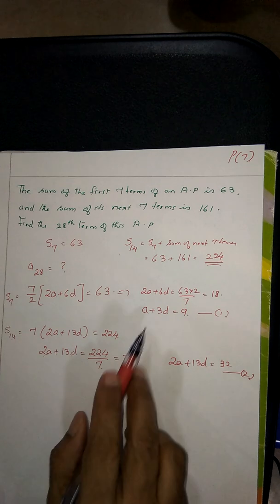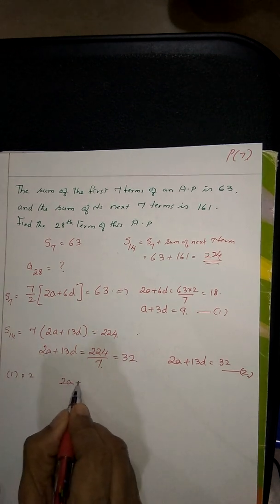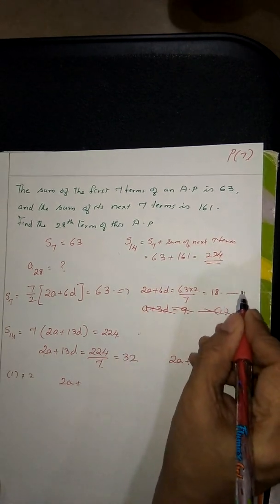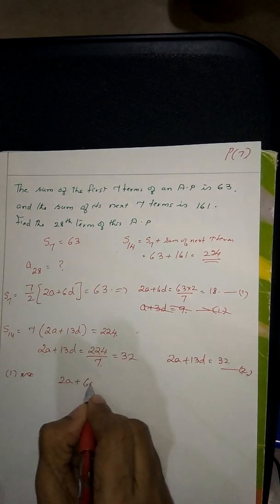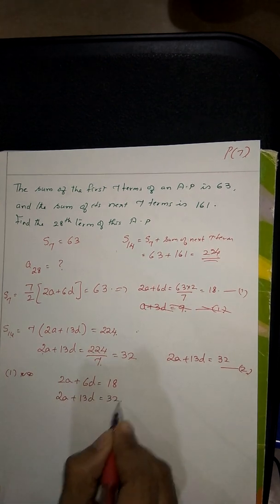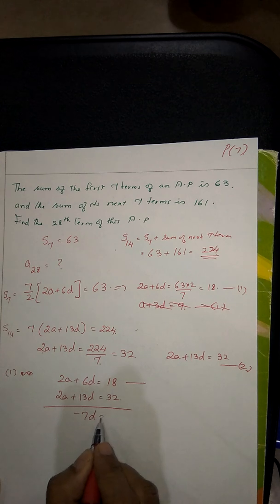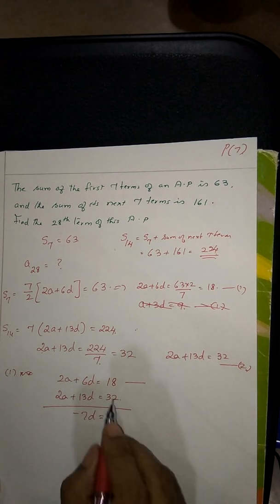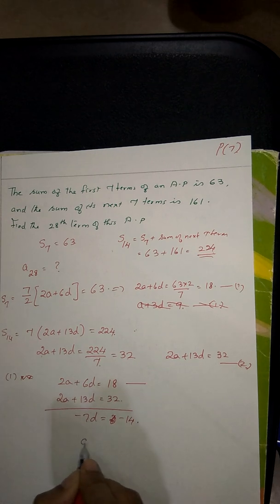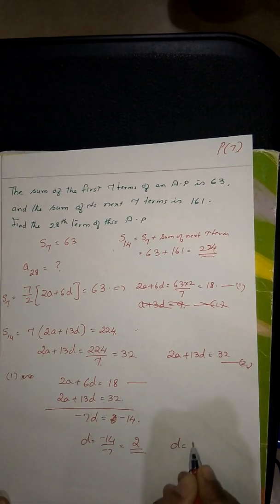So from these two equations we can find the value of A and D. So we will multiply the first equation by 2. So you get 2A plus 6D. Okay, so we don't have to do this. You can straight away use this. So 2A plus 6D is equal to 18 and 2A plus 13D is equal to 32. So we will subtract. So we get minus 7D is equal to minus 14. So D is equal to minus 14 by minus 7 is equal to 2.